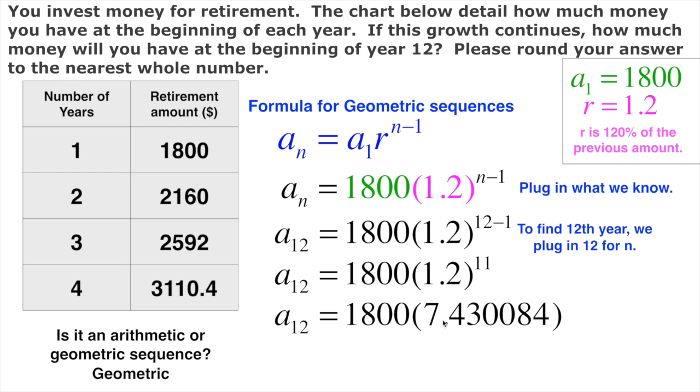So now I do 1800 times 7.430084, and now I can round it to the nearest whole number, which is 13,374. Now, these are dollars. You could put a label on it. You could put decimals and all that. But I ask you to round this one to the nearest whole number. And whenever you're entering this one in online, don't put dollar signs in it. Just leave it like it is. It'll be fine.